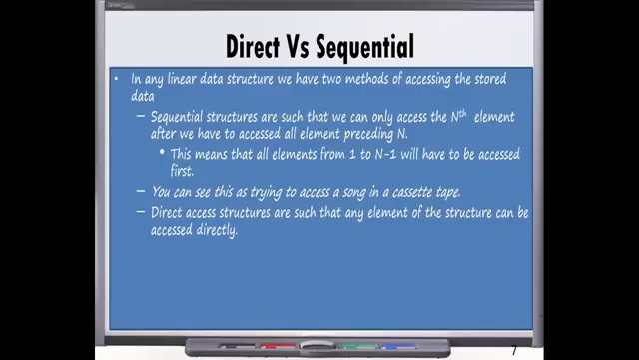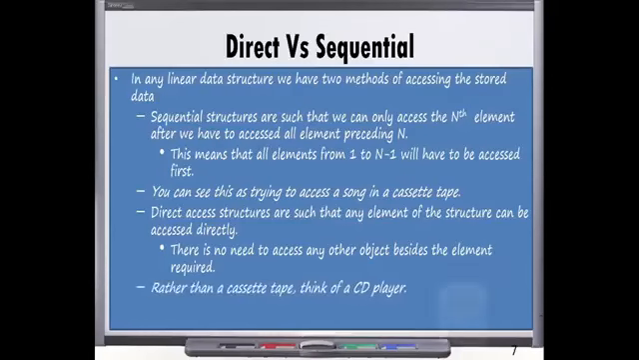And in direct, it again is very literal to its name. You access the element of the structure without intervening any other element of the structure. That means any element of the structure can be accessed directly. There is no need to access any other object besides the element required. So what is an example of this? A CD is an example. So this is direct and sequential. Up to this, we have already learned in our last class and we have just detailed it here.